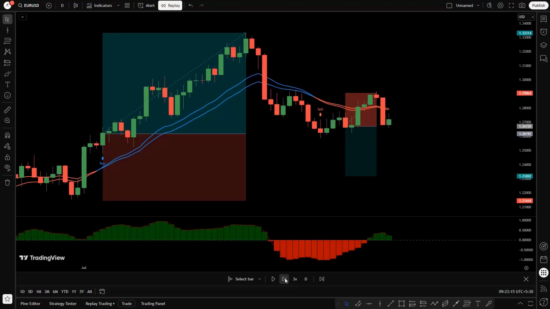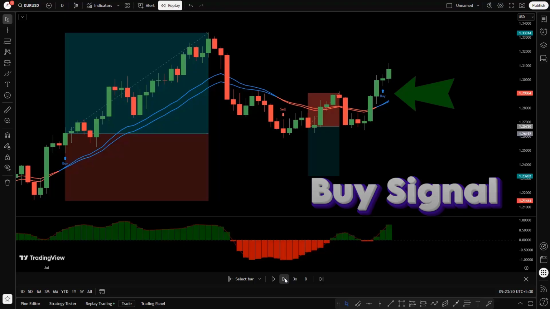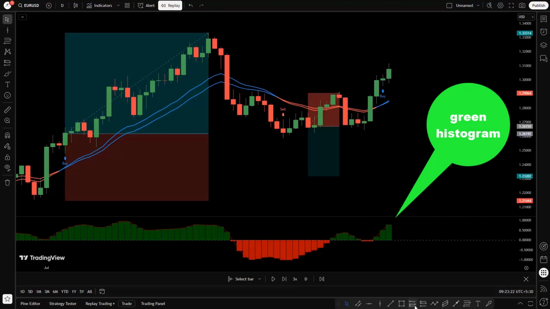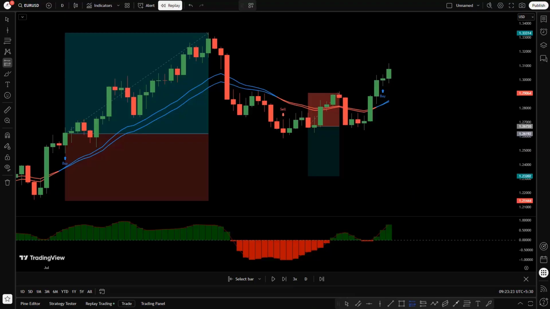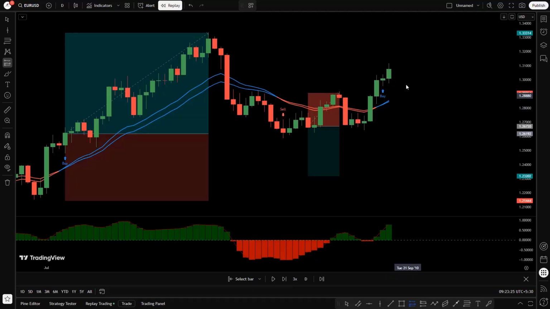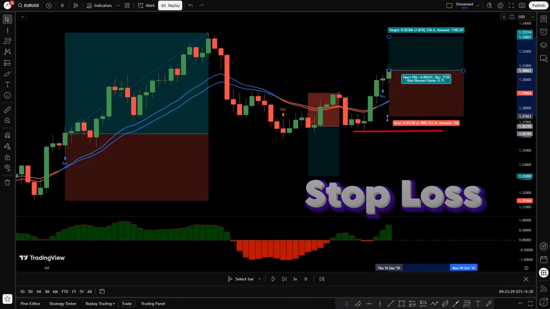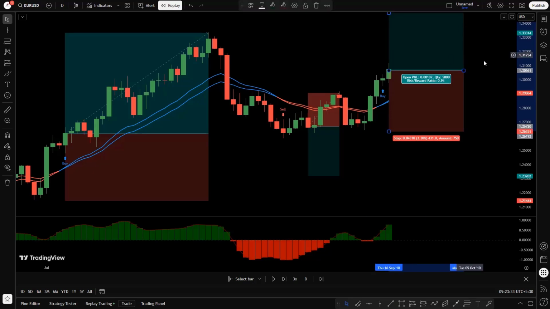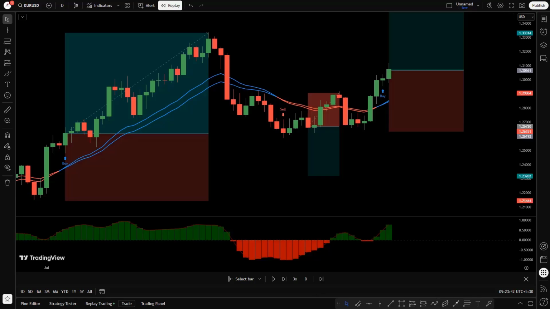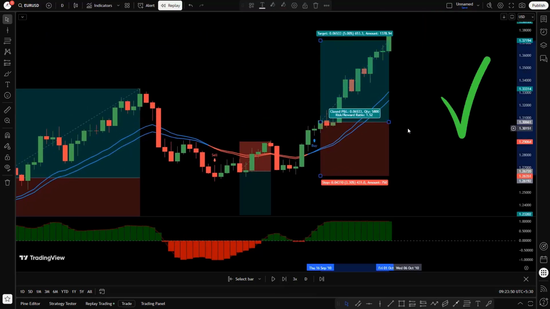Let's find the next trade. When the Trend Finding EMA indicator has given a buy signal, the Ehlers Universal Oscillator indicator has formed a green histogram, and the market is forming a bullish candle, so all these conditions are met. We must take a buy order. Our stop loss should be placed at the previous low. The risk-reward ratio is 1 to 1.5. Let's see what happens to our trade. We have won the trade.